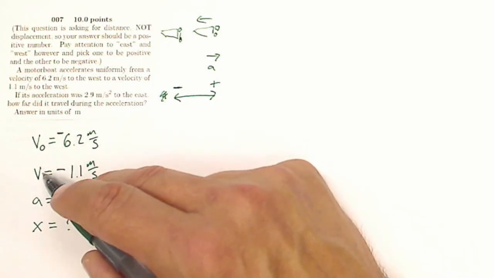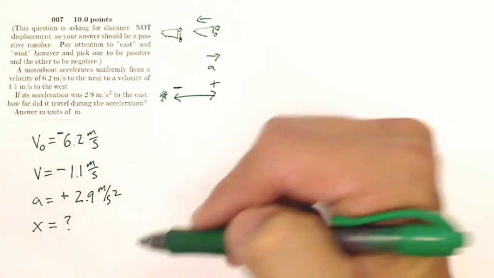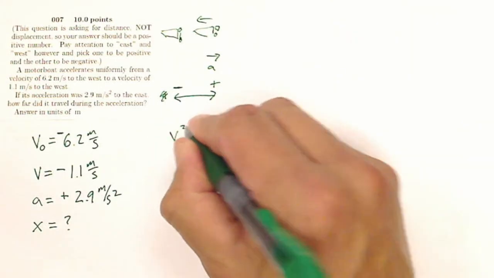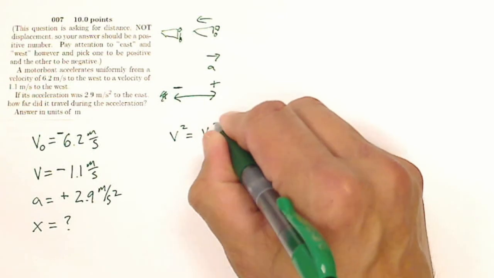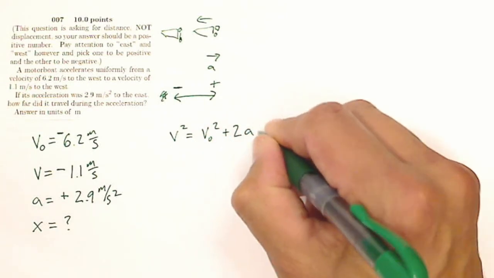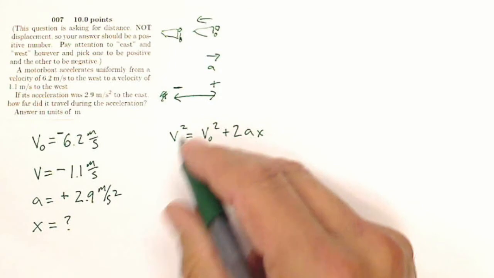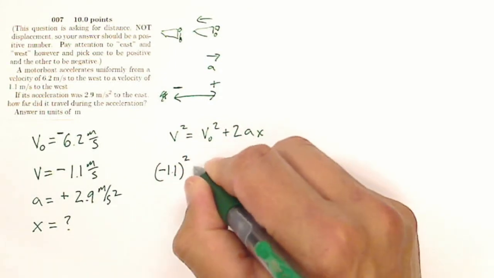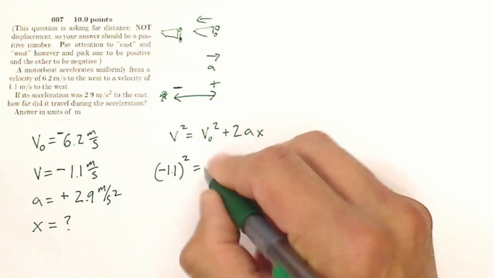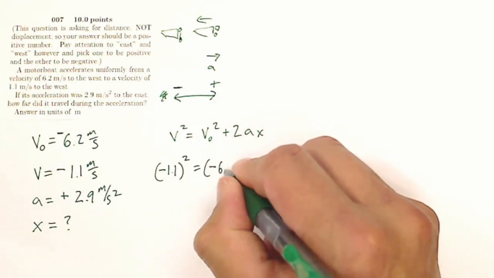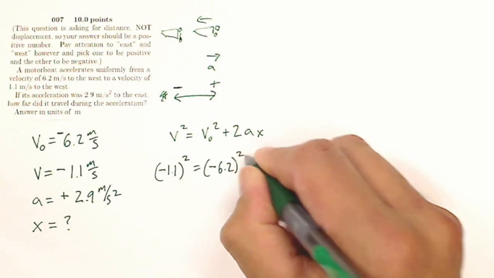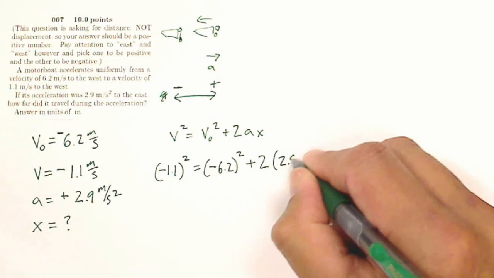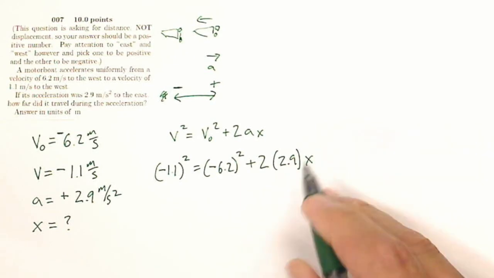So initial velocity, final velocity, acceleration, distance, nothing about time. So I'm going to pick my equation that doesn't have time. That's v squared equals v0 squared plus 2ax. Final velocity squared, that's going to be negative 1.1 parentheses squared, equals initial velocity squared, that's negative 6.2 squared, plus twice my acceleration, 2.9, and my displacement.